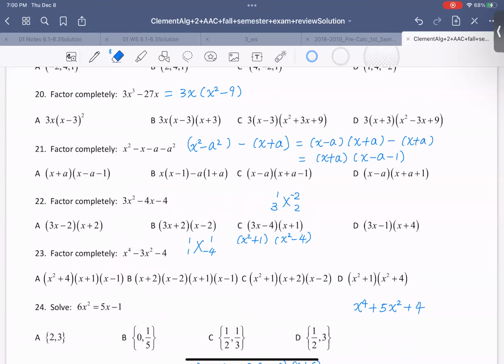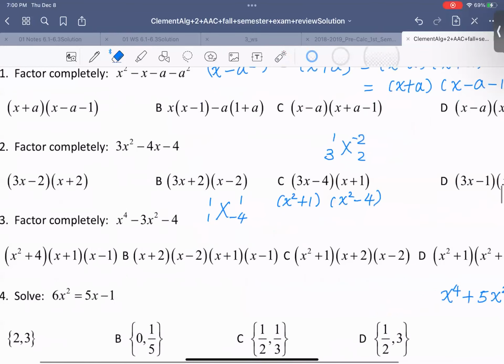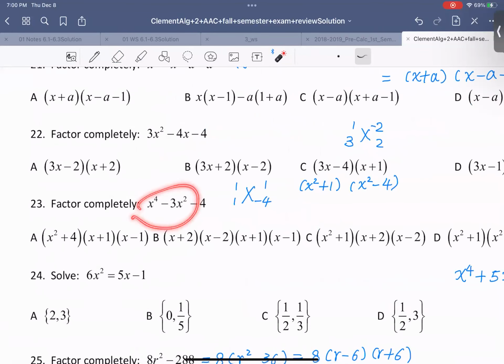This guy here, let me call a student. Yeah, for the previous system of linear equations, Haley and Ethan also got it correct. So for number 23, Ethan, let's do this factoring. Go ahead, please.